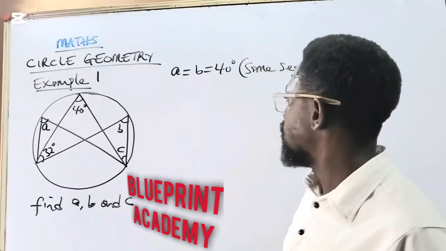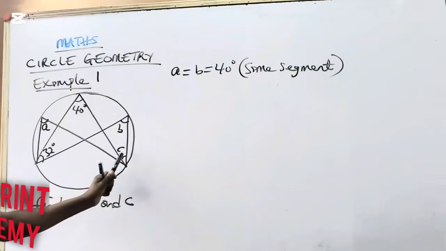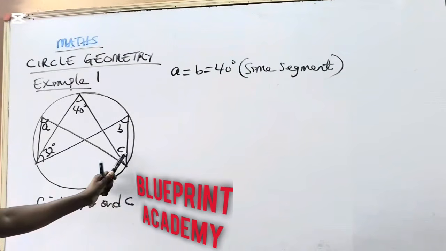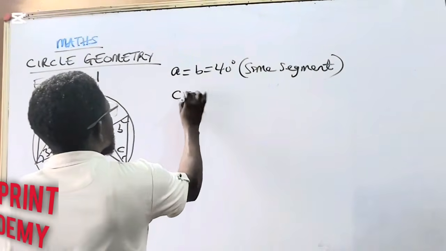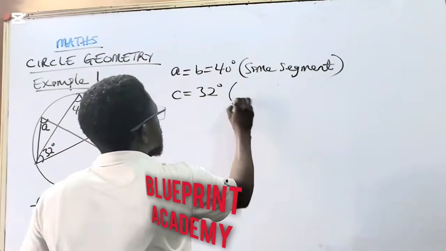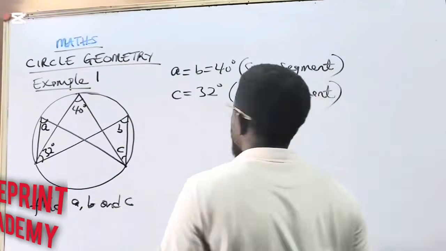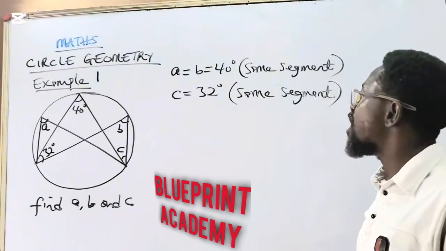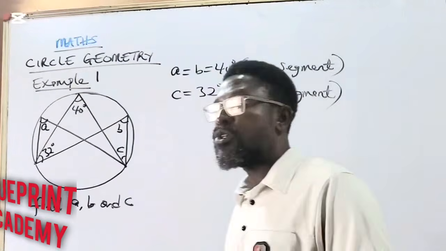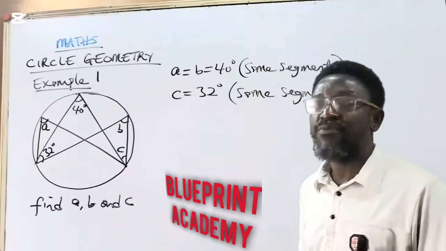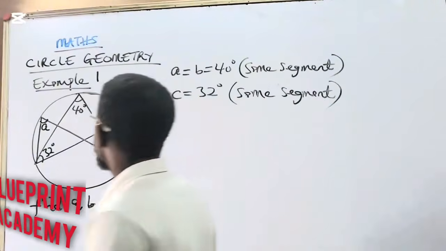Then from there, if you look very well, you find that this 32 and this one are also in the same segment. So I get C equals 32 degrees, same reason, same segment. Angles in the same segment of the circle are equal. The simple rule. Make sure you look through those theorems; it becomes easier for you to understand exactly what we are doing in this topic. Let's proceed to example 2.